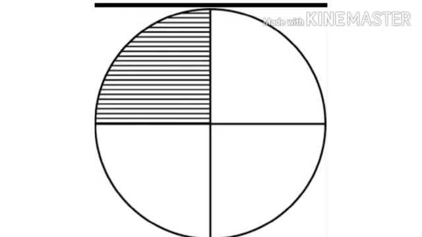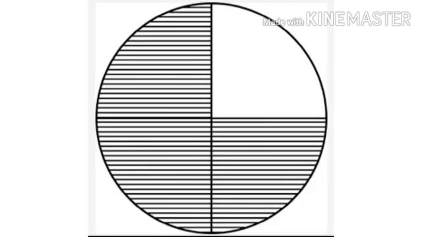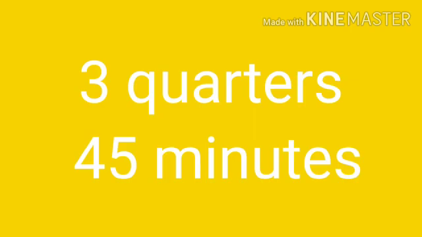And 3 quarters of an hour. If you take a circle and divide it into 4 parts, full it is 60. And from that full, if you remove a quarter part, you are going to take 3 quarters. So 3 quarters will become how many minutes? 45 minutes. How many? 45 minutes.